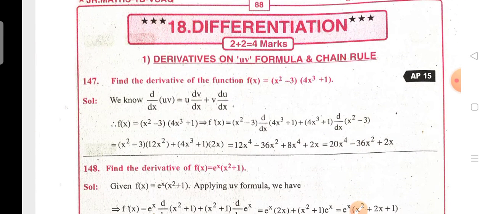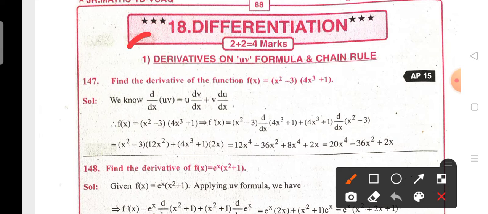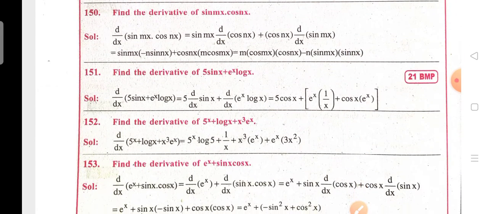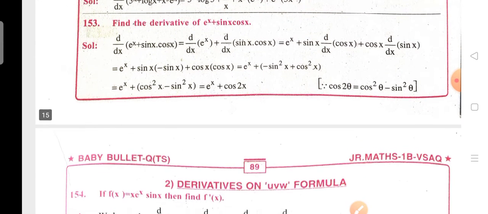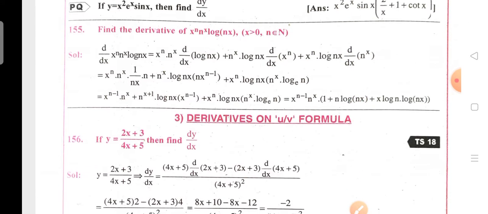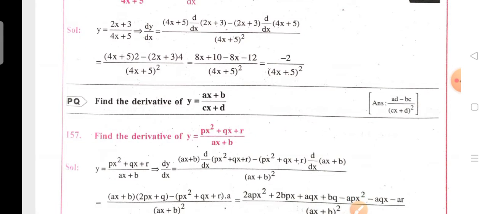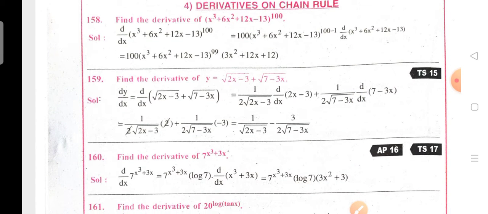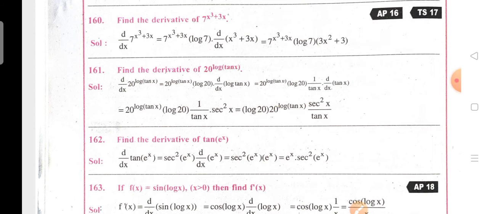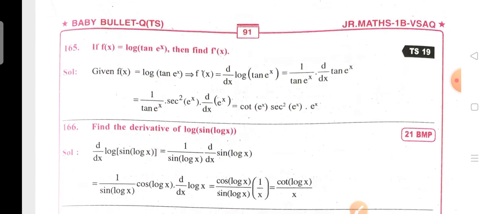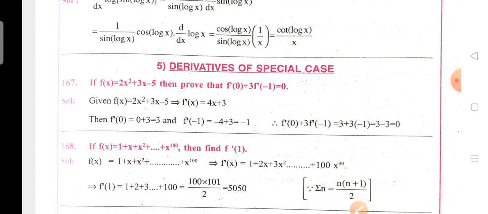Next coming to differentiation. This is the 9th unit. Important questions.